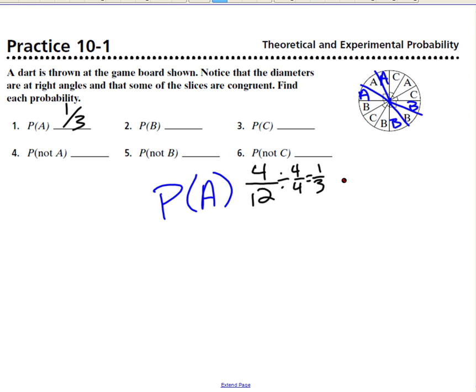If we look at the opposite of that, what is the probability of not getting an A? It's 2/3. So how many of our spaces do not have an A on them? 8, which does simplify to 2/3.